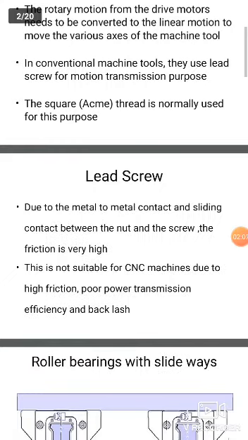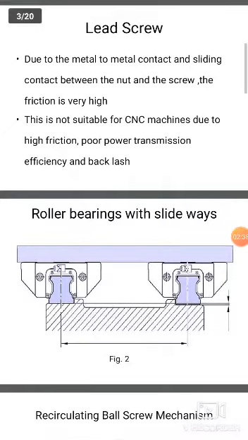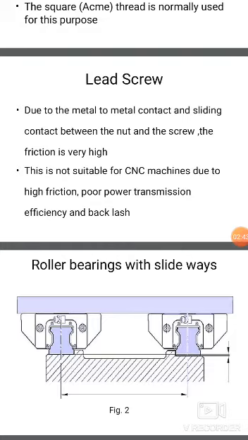And due to the metal to metal sliding contact between the nut and the screw, depending on the tightening of the nut, the friction is very high. So this lead screw is not suitable for CNC machines due to high friction, poor power transmission efficiency, and backlash. So that is about lead screw.